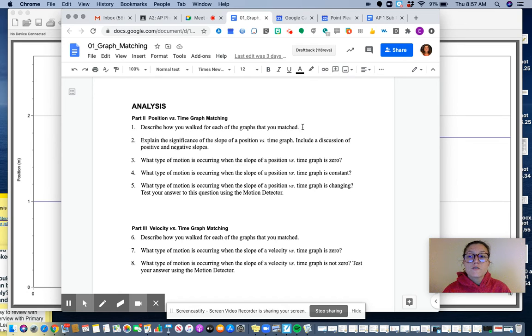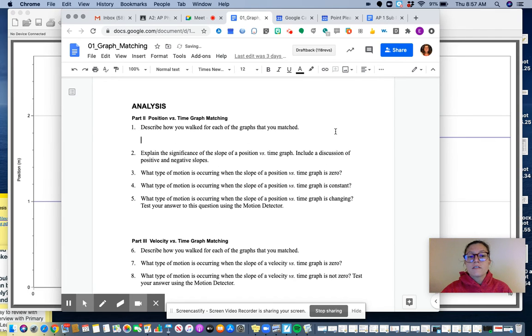We should all be contributing to these answers as we type our answer below the question in the Google Doc. So describe how you walked for each of the graphs that you matched. Okay, so you should already have at least some draft of that underneath number 7.